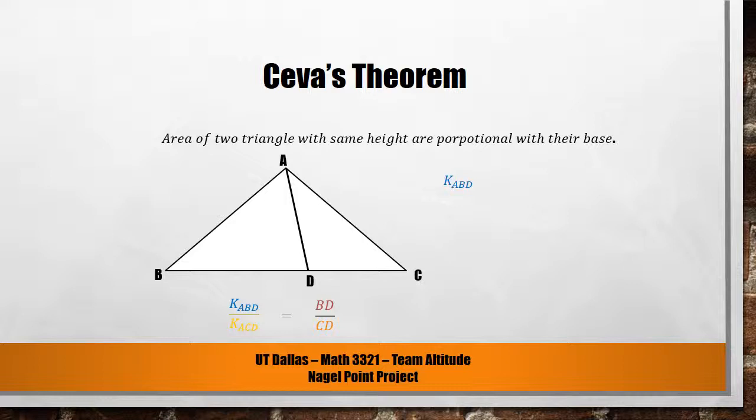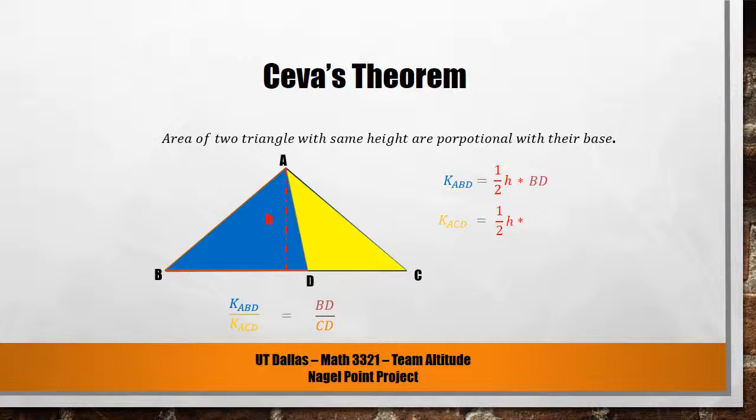As we can see, the symbol K represents the area of the triangle. So the area of triangle ABD equals half the height times its base BD. Similarly, the area of ACD also equals half the height times its base CD. So the area of ABD divided by the area of ACD equals half the height times BD divided by half the height times CD, which, since the heights are the same, we can cross out. You have BD divided by CD.